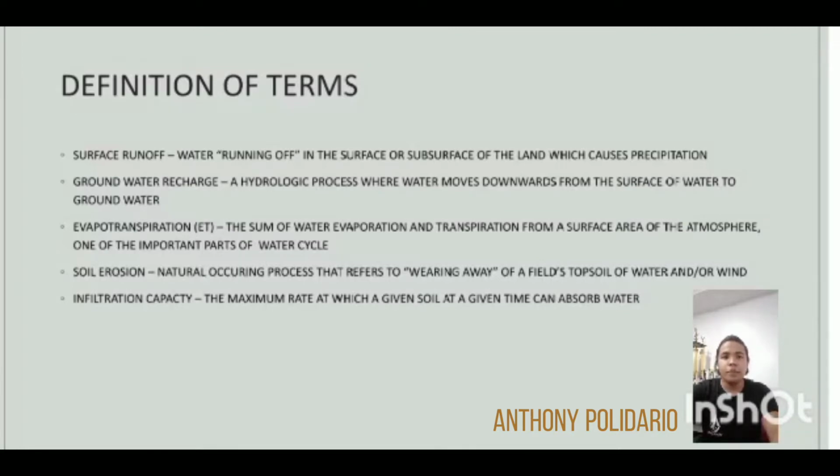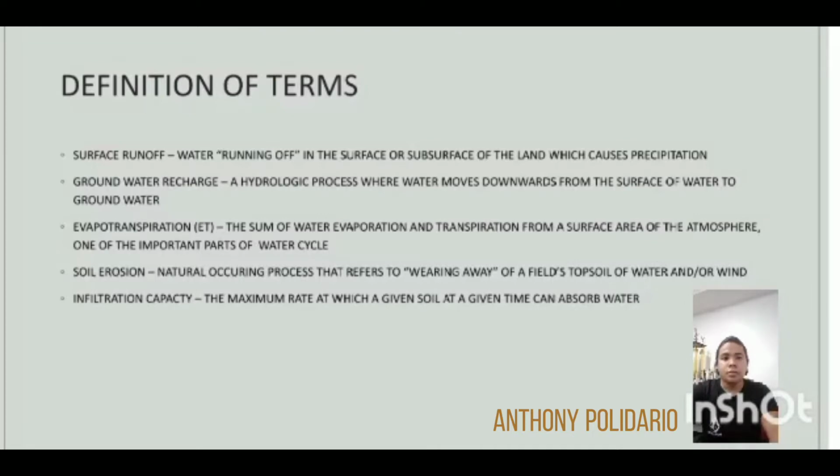Evapotranspiration. Evapotranspiration is the sum of evaporation from the land surface plus transpiration from plants. Also, it is a loss of water from the soil both by evaporation from the soil surface and by transpiration from the leaves of the plants growing on it.